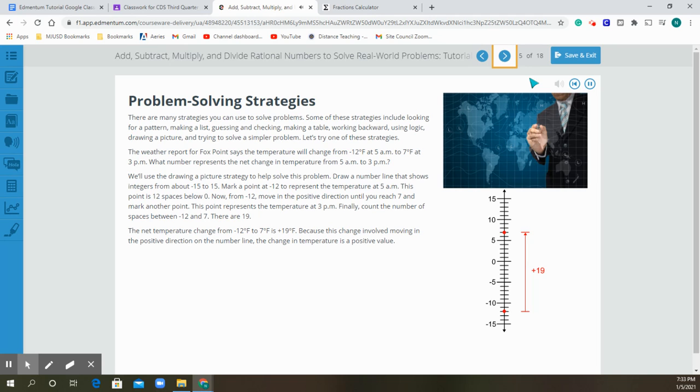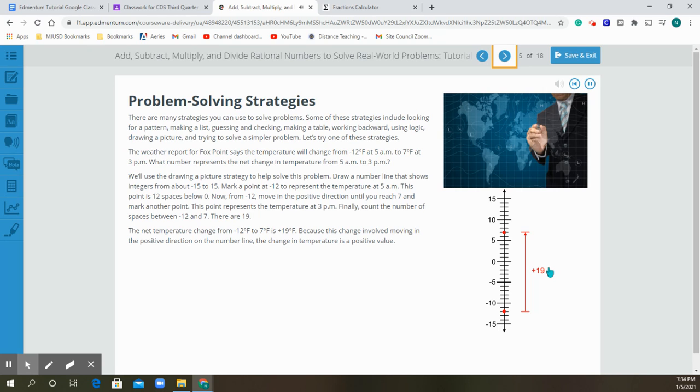The weather report for Fox Point says the temperature will change from negative 12 degrees Fahrenheit at 5 a.m. to 7 degrees Fahrenheit at 3 p.m. What number represents the net change in temperature from 5 a.m. to 3 p.m.? We'll use the drawing a picture strategy to help solve this problem.